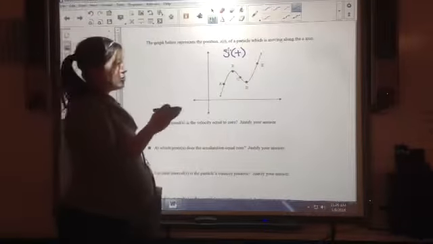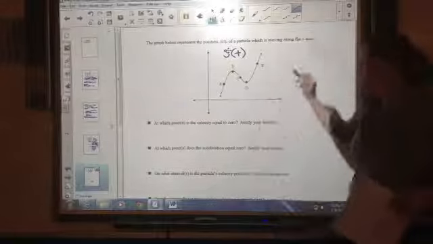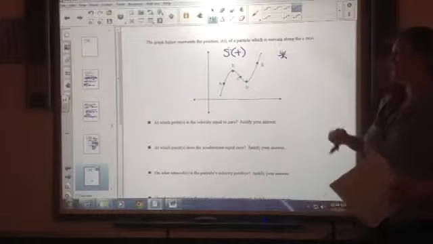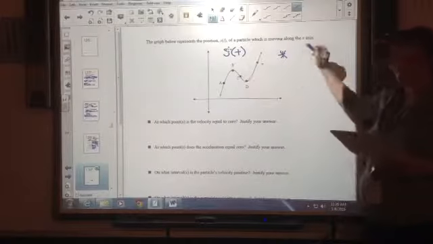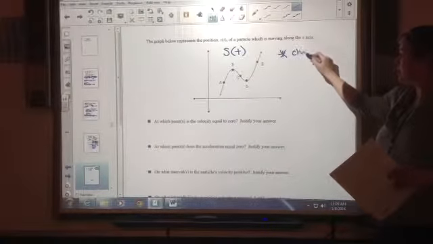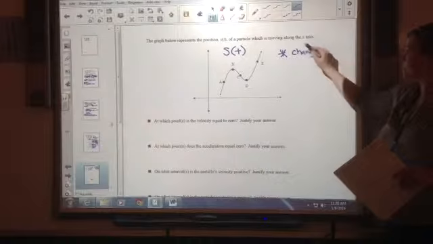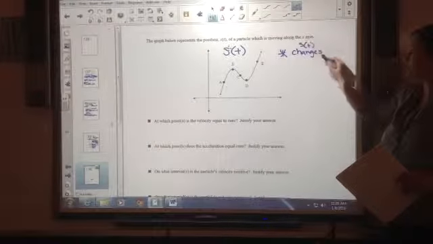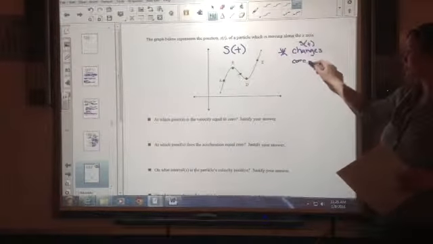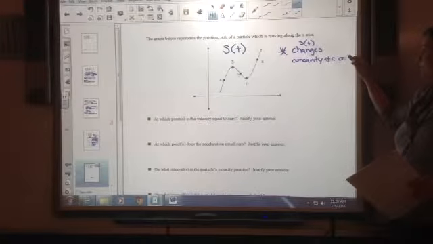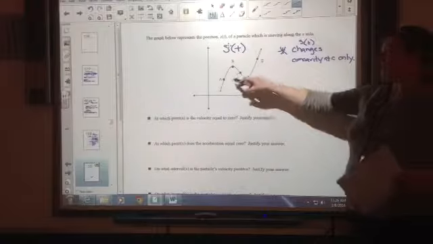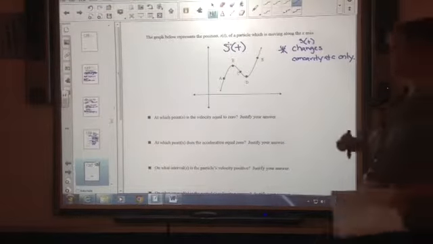I also want you to note, because you would be told this, that the only point of concavity change for S of t is at C. So I should put S of t changes concavity at C only. So then you don't think that it's changing it at A or at E.